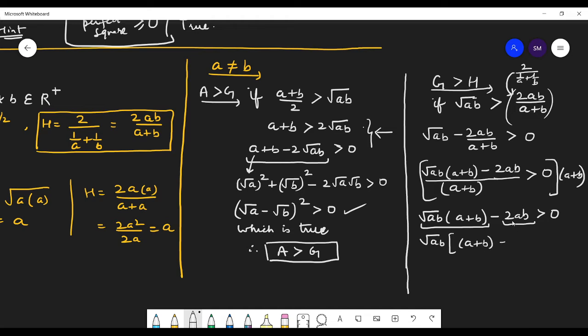Taking root ab common means you are dividing them by root ab, okay? So what do you get here? A plus b, and what do you get here, students? 2 into a means under the root a, under the root a root b, root b. So you are left with under the root ab. Okay, good. Now divide both sides by under the root ab. So here this side cancels and 0 upon anything is again 0. So you are left with a plus b minus 2 under the root ab greater than 0. Yes, which is the same equation.